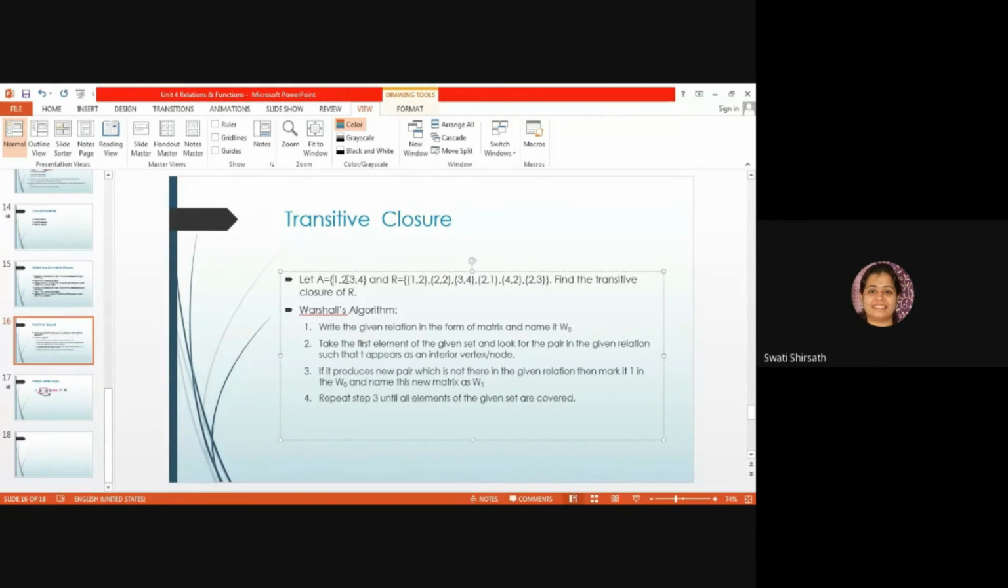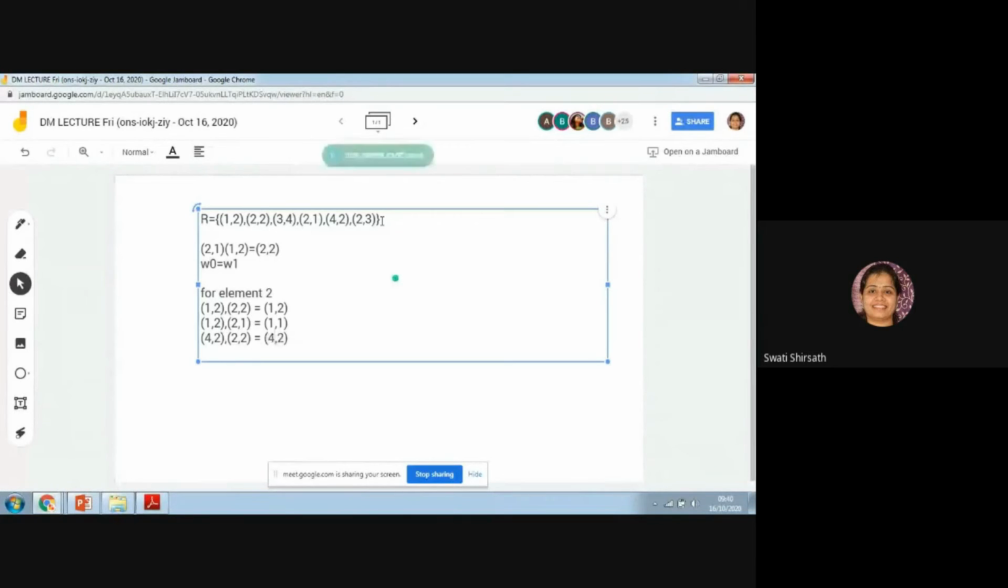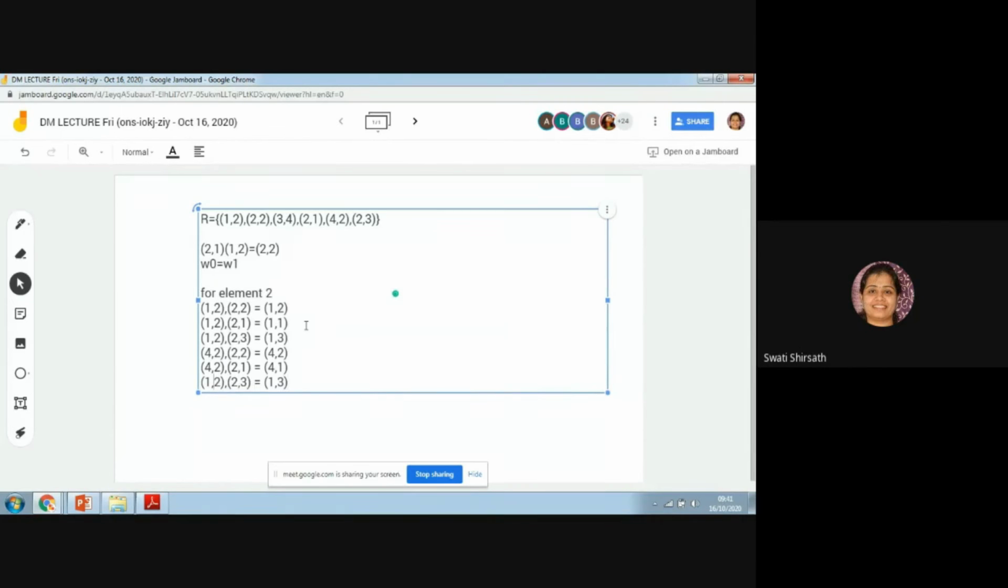Or element 2. So tell me how many pairs are there for element 2? For element 2, we have 1 comma 2 and 2 comma 2. How many new pairs have we got for W2? 4, 2 we get. Then after that 4, 2, 2, 1 is also there, so it will give us 4, 1. Am I right? Anything else? 4, 2, 2, 3 is also there, and 4, 2 and 1, 3 will give us 4, 3. 2, 2, 2, 1 will also be there, right? That's it. So let's check how many of them are there.